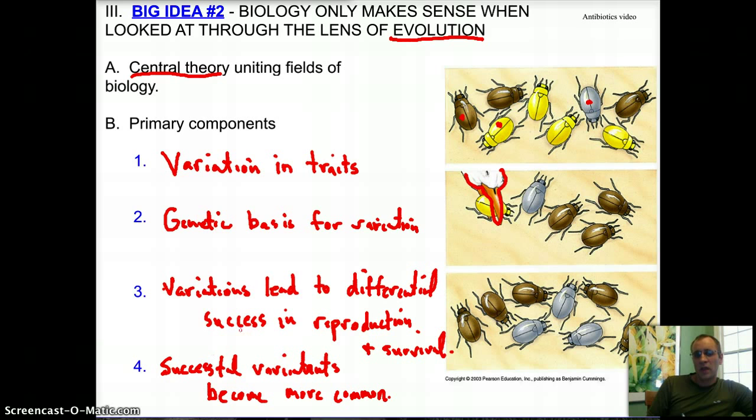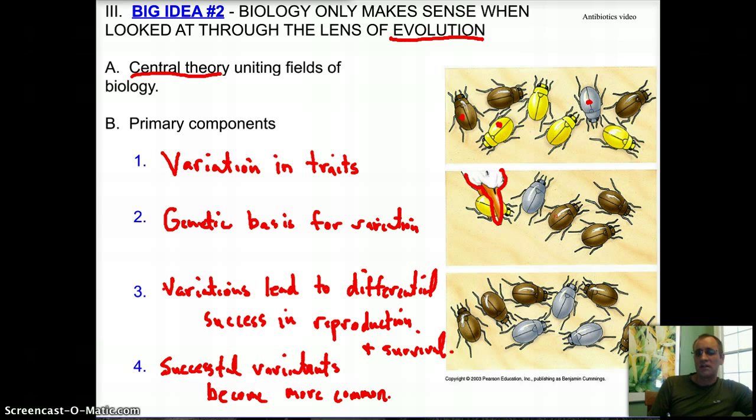Okay, so we had variation in the traits. There's a genetic basis for this variation. We're assuming that yellow ones give birth to more yellow ones and brown ones give birth to more brown ones, and that these variations are leading to differential success, right? These gray and brown ones are surviving better because they're not being eaten, and they're likely reproducing more than the yellow ones because they're living longer.